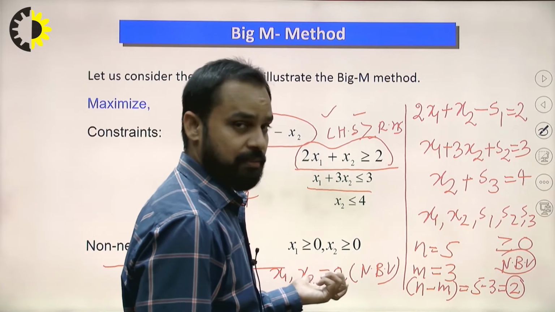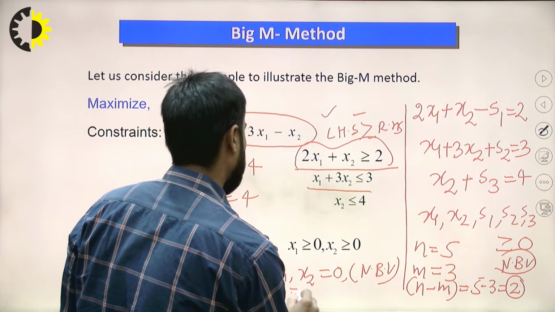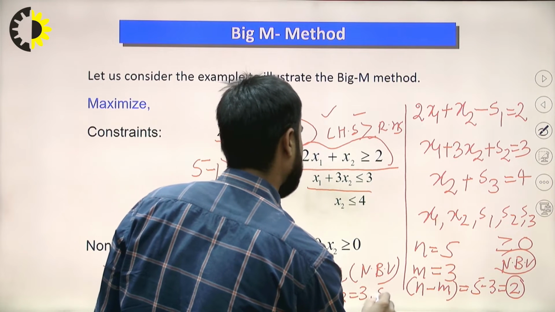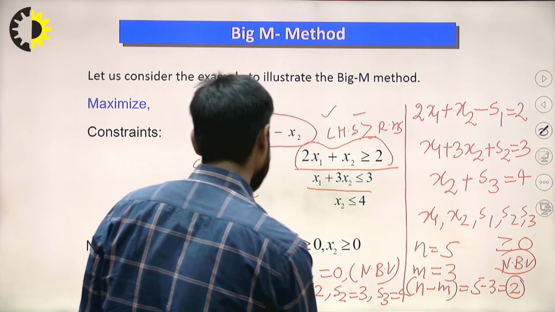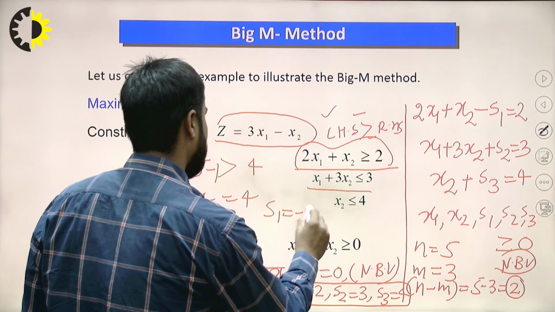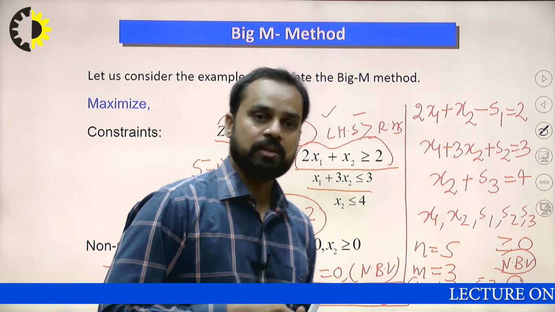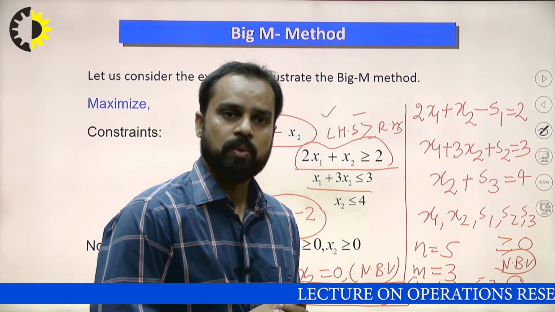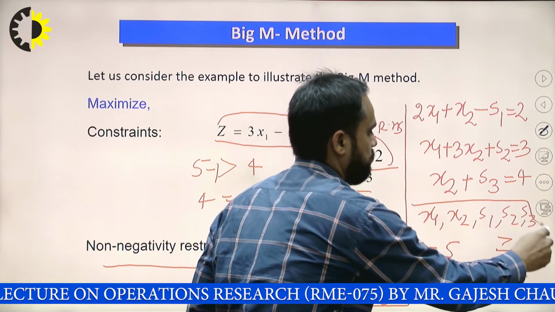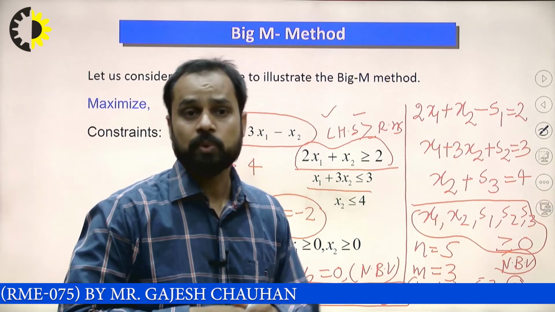If these are the non-basic variables, what is the value of the basic variables with respect to this? S1 is equal to minus 2, S2 is equal to 3, and S3 is equal to 4. Now we can see clearly here, S1 is equal to minus 2. S1 equal to minus 2 indicates, or you can say violates, the non-negativity restriction. It means this solution is not the initial basic feasible solution.